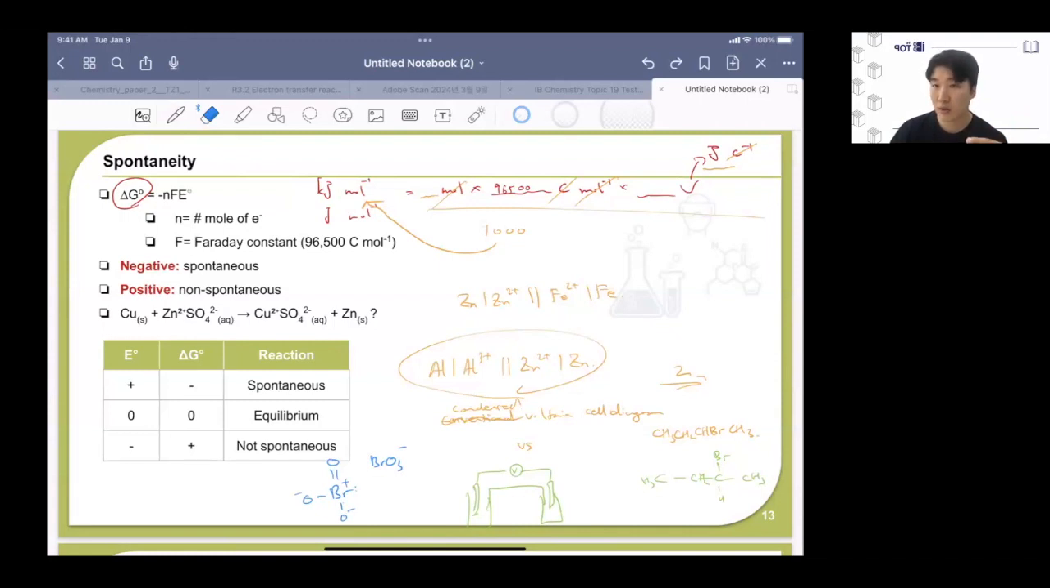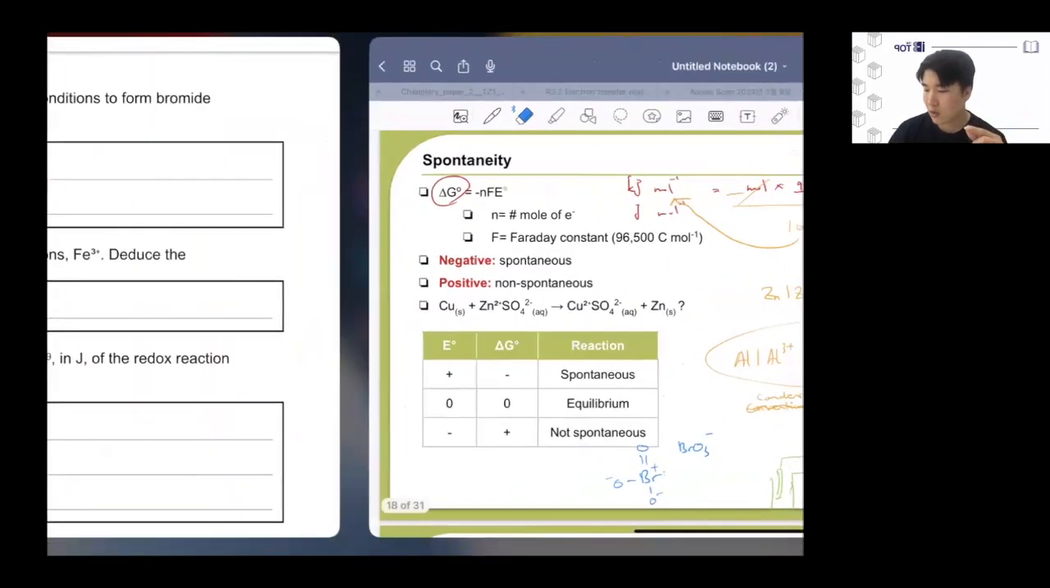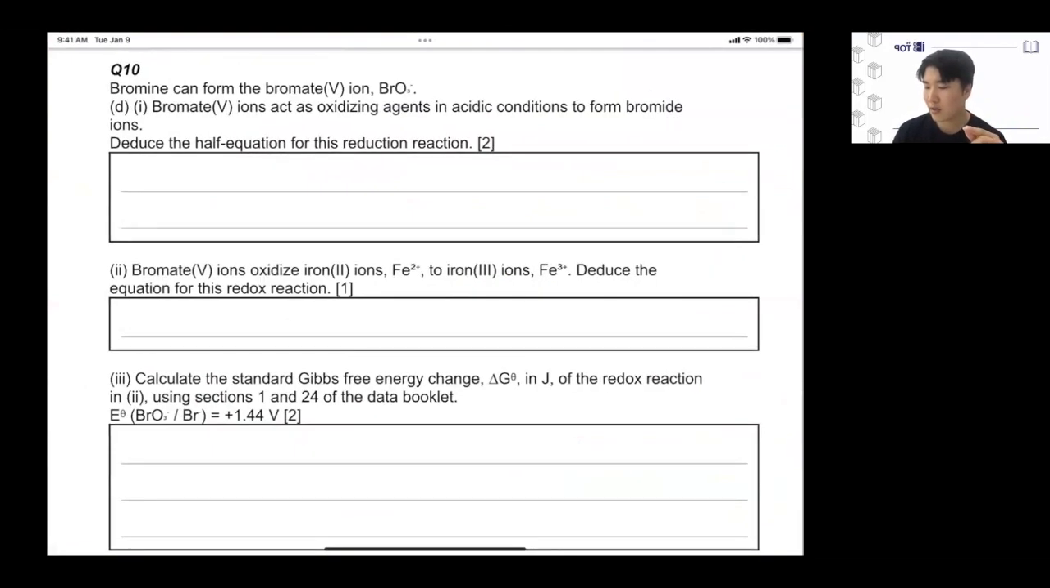Now, this guy can be oxidized, can be reduced. Here, bromate acts as an oxidizing agent. Okay, so it's reduced in acidic conditions to form bromide ions. So BrO3 minus turns into Br minus. Deduce half equations for this reduction reaction.